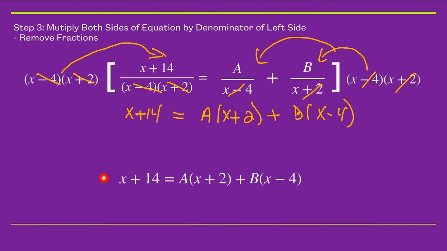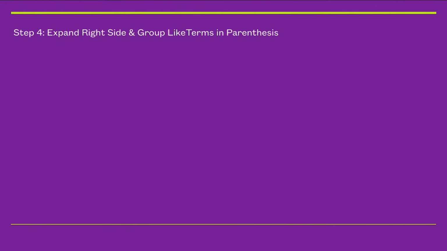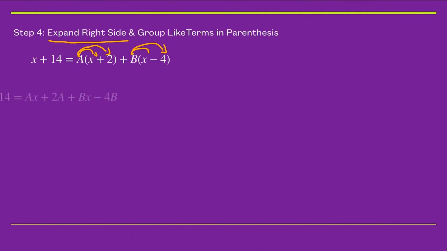Now I'm going to take this equation and continue with the next step. You can see what it says: expand the right side and group like terms in parentheses. So here's what we started with. This was exactly the way we left it on the previous slide. All I'm going to do now is multiply on the right side. I'm just going to multiply inside the parentheses. I just want to distribute. And you can see what's going to happen here. I have x plus 14 equals Ax plus 2A plus Bx minus 4B. So all we did was use the distributive property, and this is the result of the distributive property.